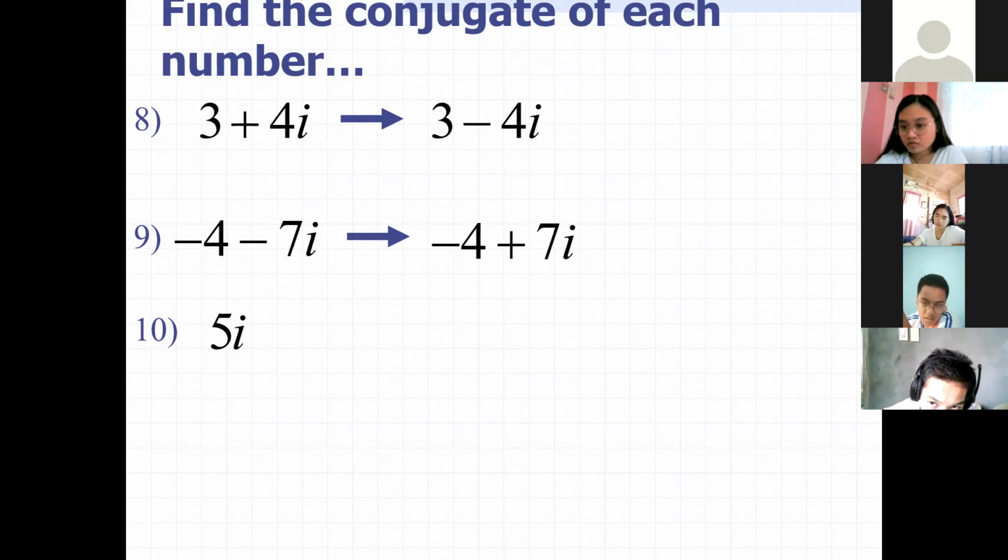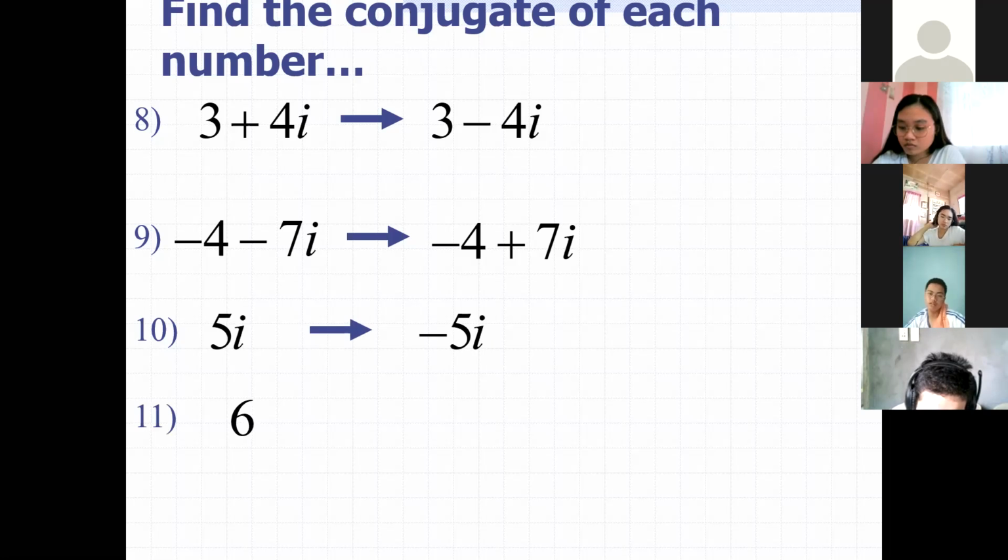Again, to find the complex conjugate, we just have to change the sign of the imaginary part. So in number 10, what is the complex conjugate of 5i? Negative 5i, sir. Very good, negative 5i. Because to begin with, we write it as 0 plus 5i, right? So the complex conjugate is 0 minus 5i, or negative 5i.